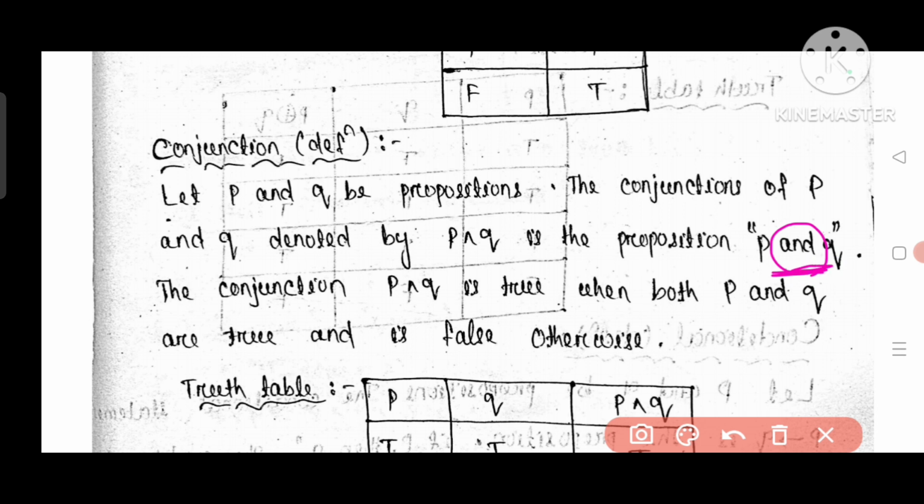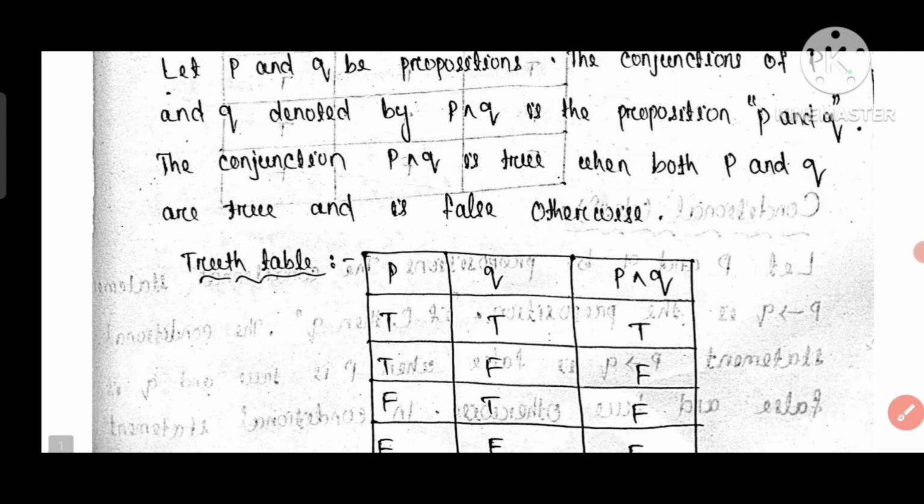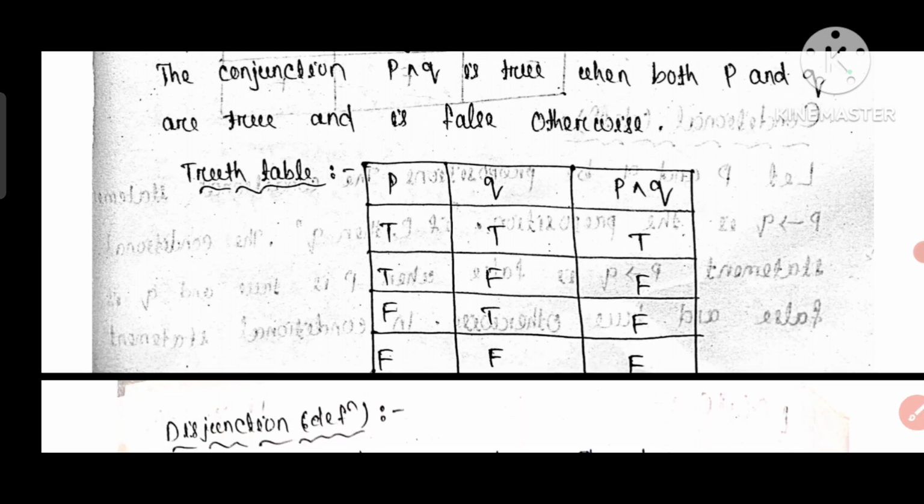So here if both P and Q are true, then in case of conjunction, our conjunction value means the result gives the true value. This is the truth table. Suppose P and Q are true propositions. That means here it gives 4 cases like true, true, true, false, false, true, false, false. Here P and Q is true, so the conjunction value is true, but in other cases that must be false.